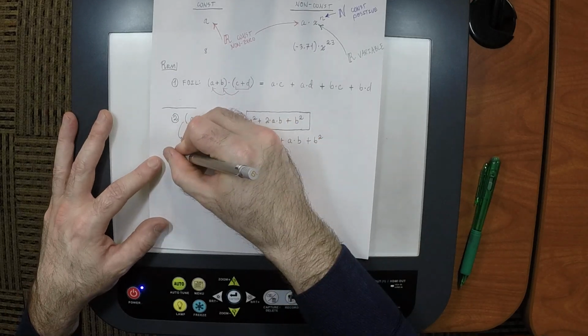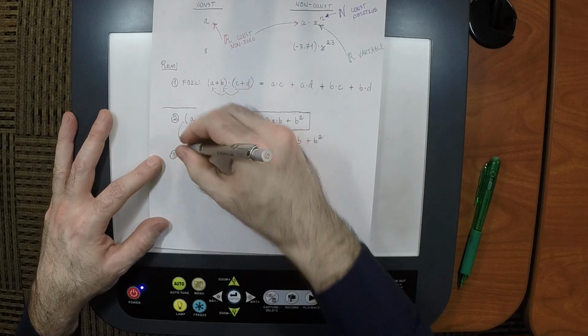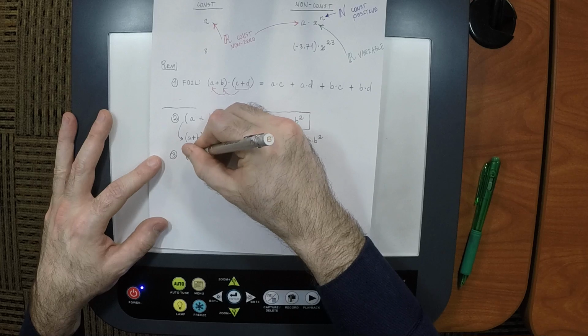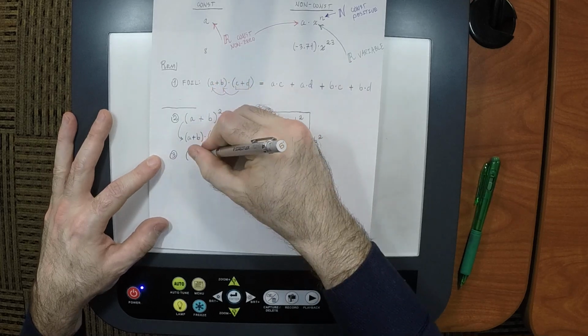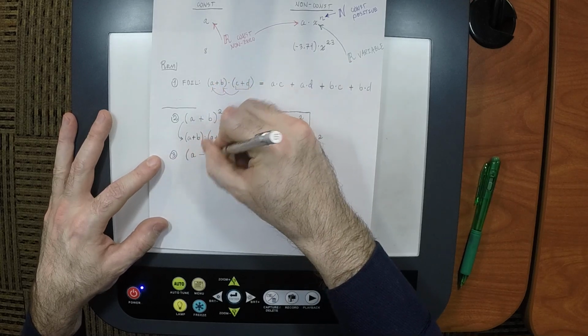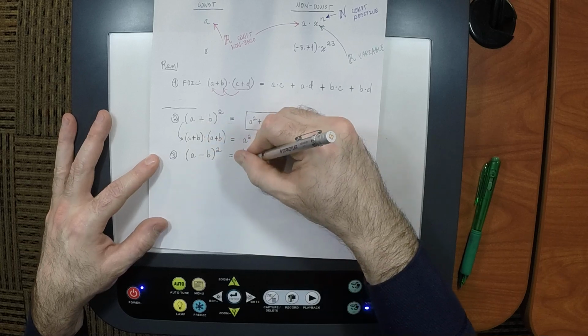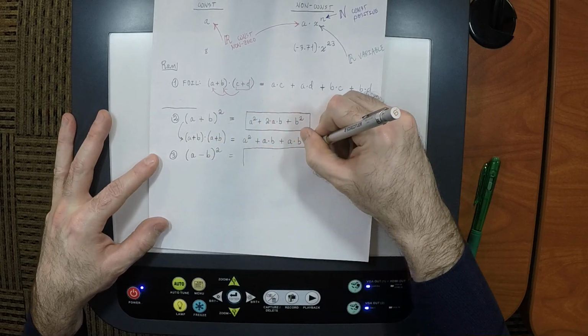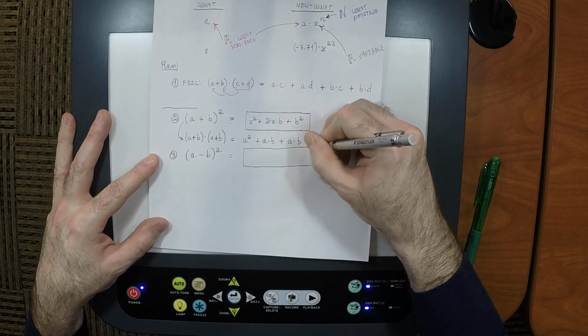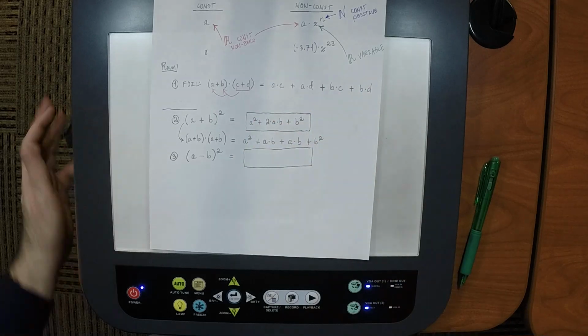All right, so next formula. And now I'll ask about, instead of A plus B all squared, I'll do A minus B all squared and write myself a box to write the answer in. And I'd like for you to do basically exactly what we just did above to figure out what it should be.